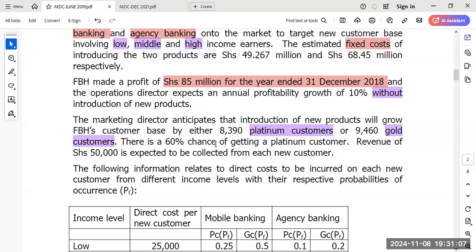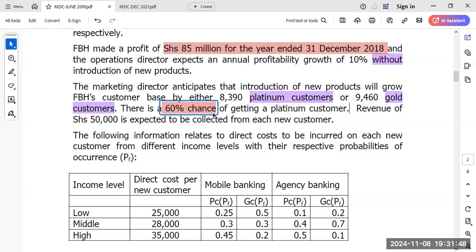Okay, there is a 60% chance. This is the probability now. Remember, when you're talking about customers, you have no control about customers. But here you have a probability of getting such a customer. There is a 60% chance of getting a platinum customer. So what is the probability of getting a gold customer? The probability of getting a gold customer is the remaining 40%. Perfect. So you need to note that.